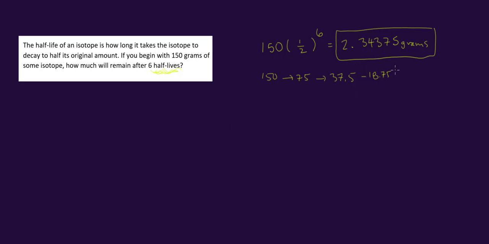18.75, half it again, and you would be getting 9.375, half it again, and you get 4.6875. And then finally, when you do that last half-life, that's when you get 2.34375. So you can see 1, 2, 3, 4, 5, 6 half-lives.